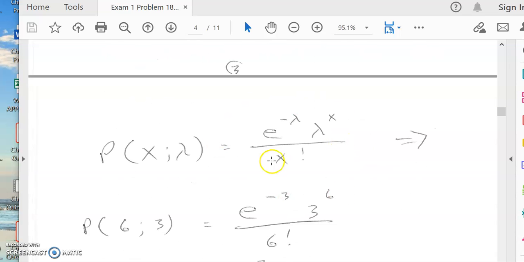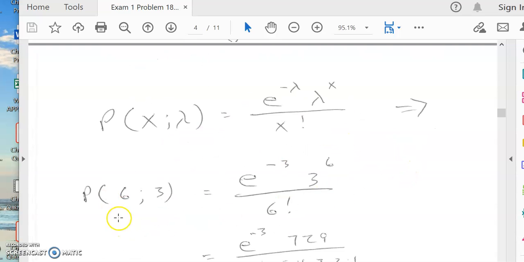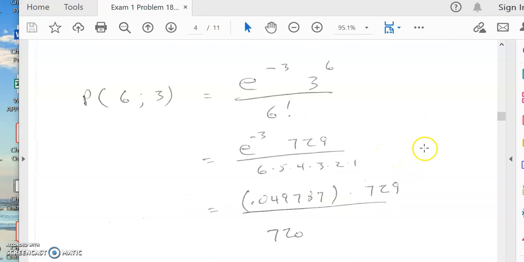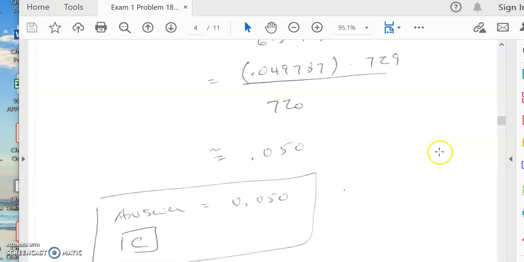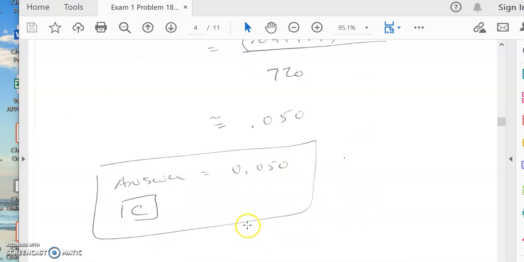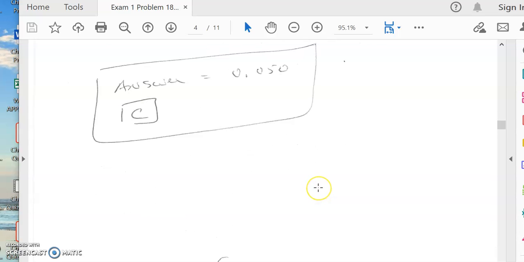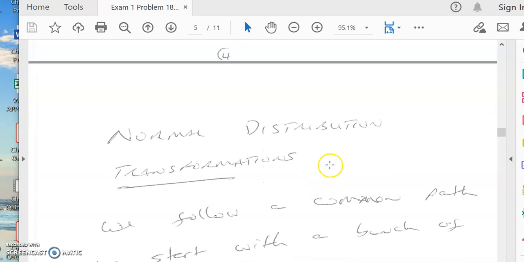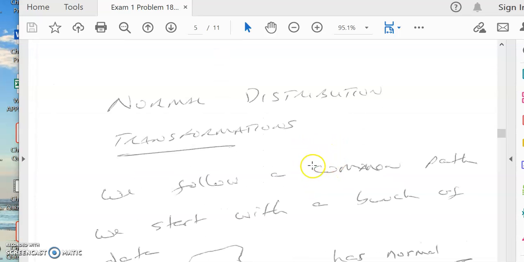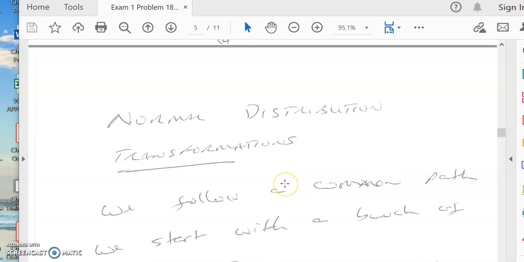Okay, so if this is the formula here, what we want is the probability of getting 6 occurrences with a lambda of 3. So here's the formula. You plug everything in, relatively easy to do the calculation, and boom, there it is: 0.050. That's the answer. That's answer C. Okay, so maybe if you got that problem right, is that how you did it, or did you do it a different way? Let's take a look at another way we can do it, the so-called normal distribution approximation.